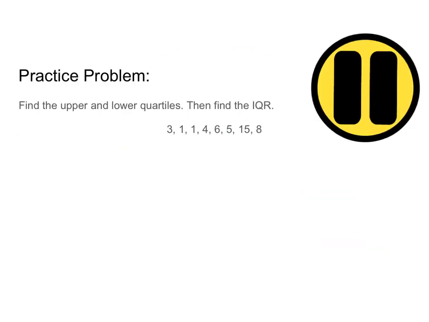All right, so now we have the practice problem. This is much shorter. You need to find the upper and lower quartiles and then find the IQR. You should be able to follow the exact same process we did in the example on the previous screen. So rewatch that area if you're not sure.